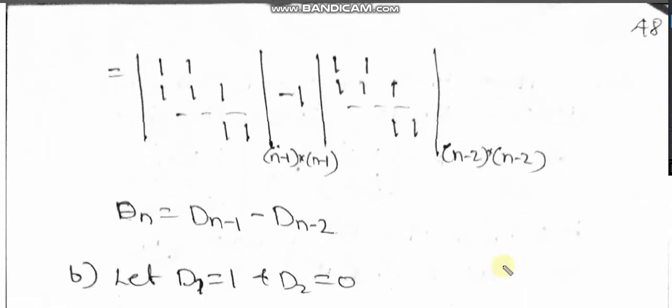Now it reduces to what? N minus 2 and n minus 2. So I can write this as d of n minus 1 and this as d of n minus 2, right? So the other cofactors become 0.